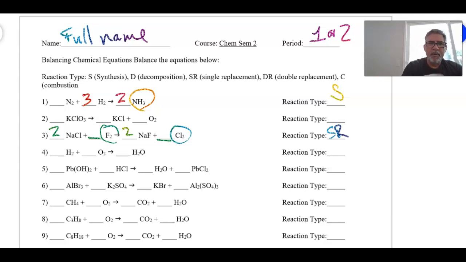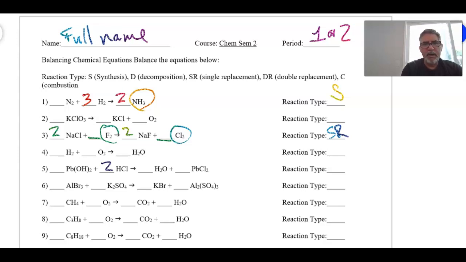If we come down to number 5, we have lead hydroxide and hydrochloric acid, make water and lead chloride. Same thing. We'll go one atom at a time. I have 1 lead, so I'm not going to do anything with it. Just like before, I don't have a hydroxide over here, so I'm going to leave it for now. Chloride here, I have 2 here, I only have 1 here. So I can try entering a 2 there.